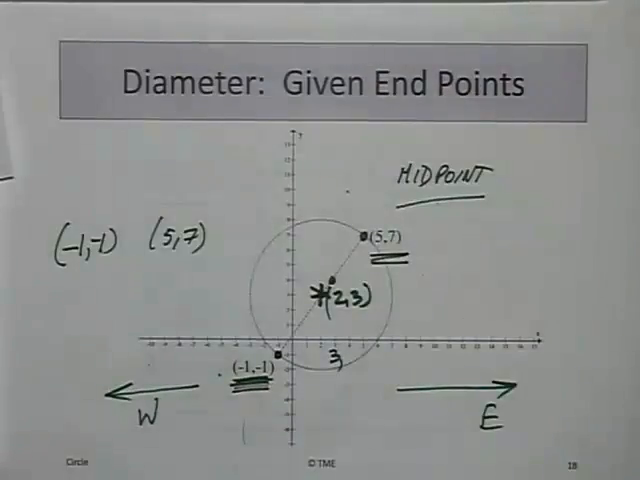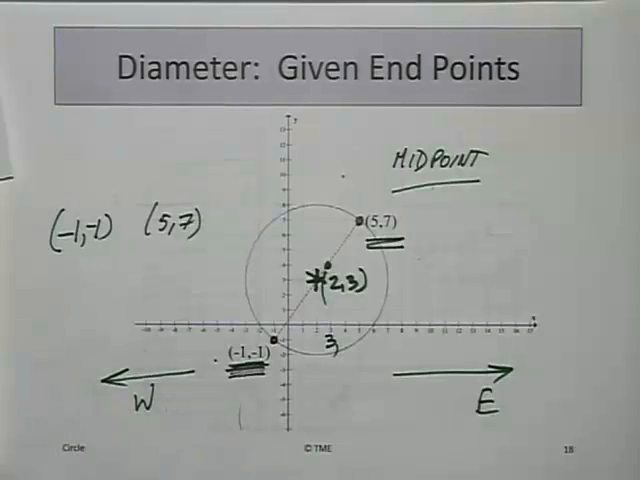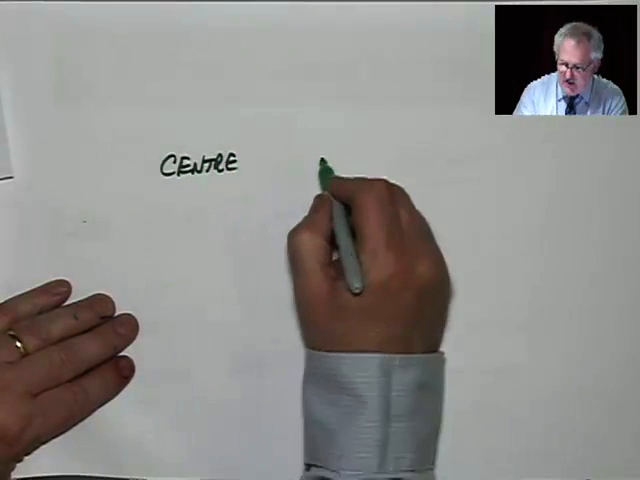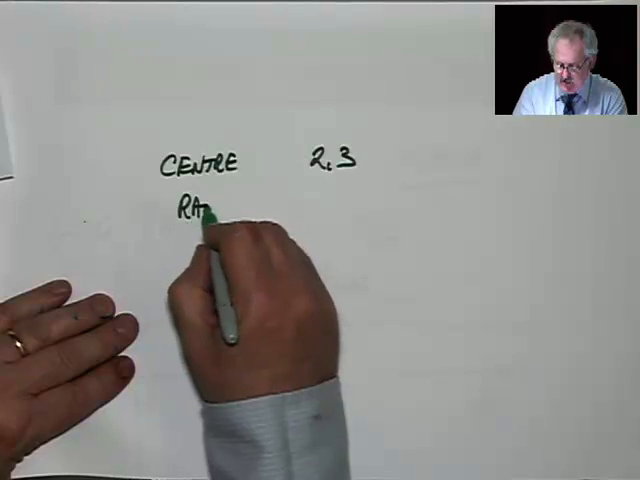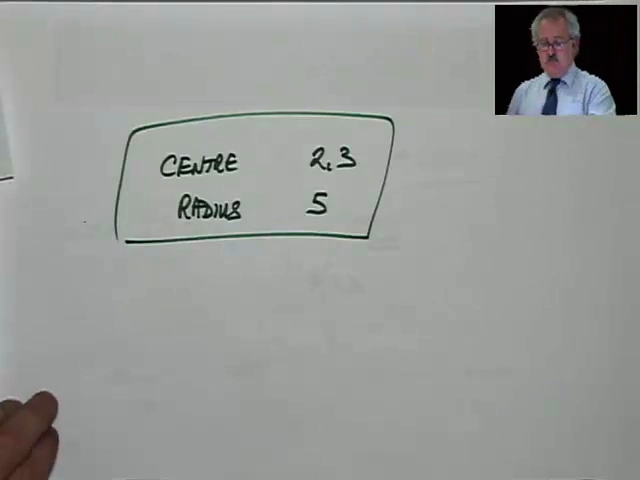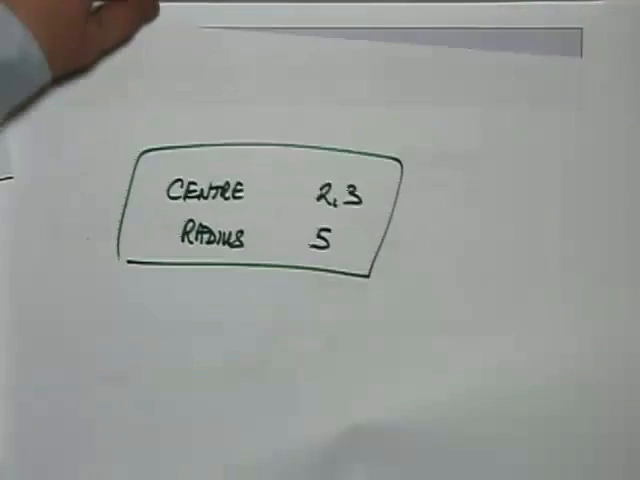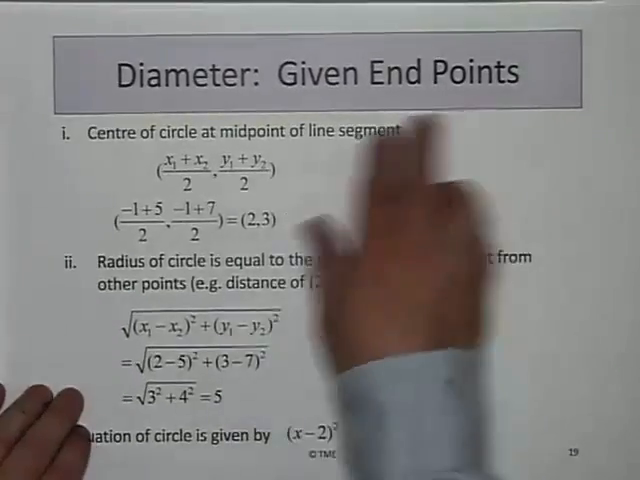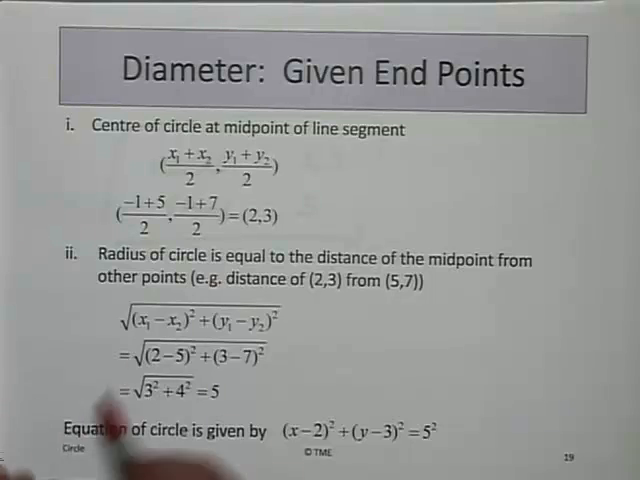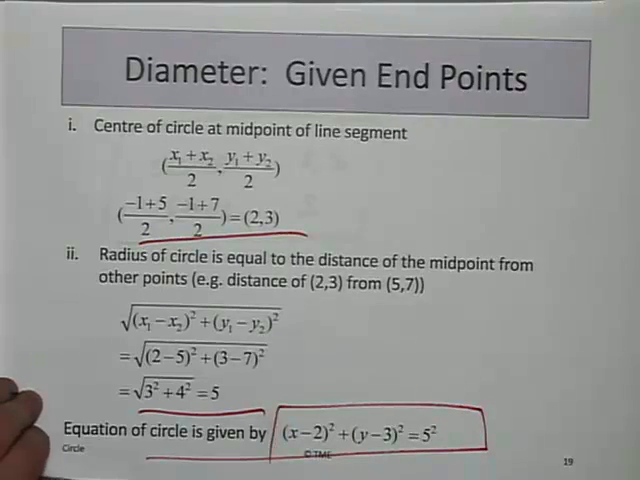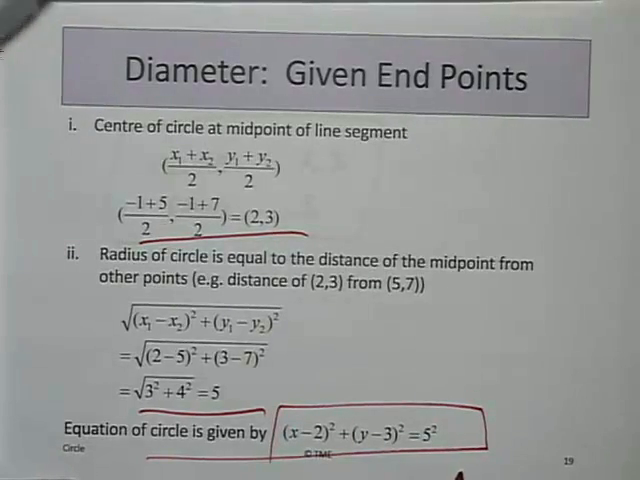Now, where are we? Well, now we know the midpoint, or the center, going back to the diameter of this question, we know that the center is at 2, 3, and the radius is 5. That's the same old question as before. Okay? So this is how it's done. The diameter given the endpoints, you find the midpoint. The radius, you find the distance from the center out. And the equation of the circle, you just plug in then from the formula in the tables.